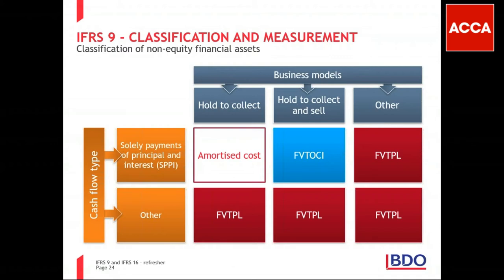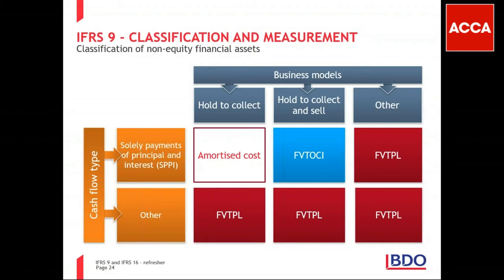One is hold to collect model. Hold to collect model is something where a financial asset is being held to realize its cash flow up till its maturity. And hold to collect and sell model is something when a financial asset is being held to realize its cash flow up to maturity, and the entities are also allowed to sell the financial assets. The key difference between hold to collect and hold to collect and sell model is that the frequency of selling of a financial asset is much more in hold to collect and sell.